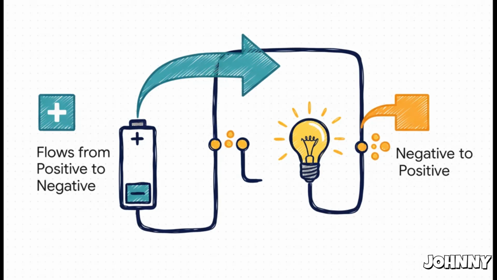Now, here's a little mind bender for you, thanks to history. For decades, scientists thought electricity flowed from the positive side of the battery to the negative. So all our diagrams are still drawn that way. But we later discovered it's actually the negatively charged electrons that are moving. So the real flow is in the complete opposite direction. Kind of weird, right? For all the math, it doesn't really matter, but it's a super interesting piece of history.